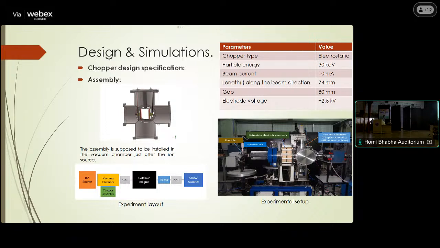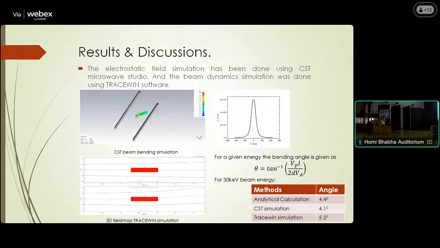So this is the actual lab view. Now we have this gas line. We are putting the gas over here, and this is the plasma chamber. It is the place where we have to put this electrode geometry. Next is the CST simulation. It is showing the beam bending due to these two plates, and it is the 2D field map that is giving this beam bending, and it is the deflecting angle that I am talking about.